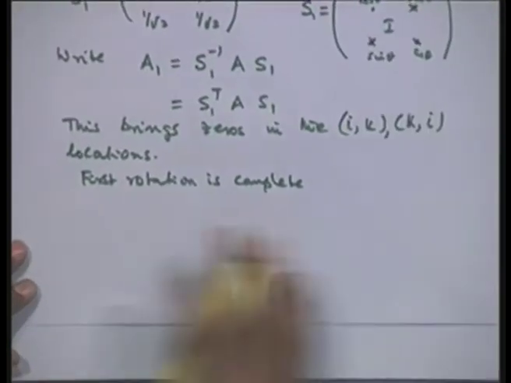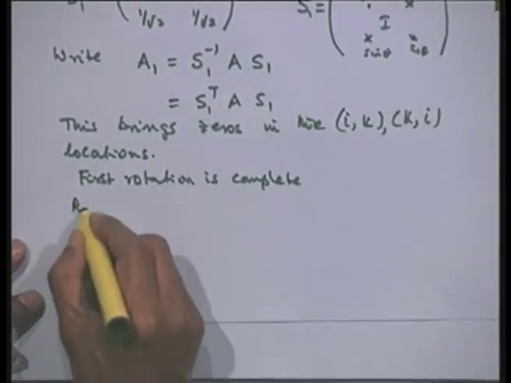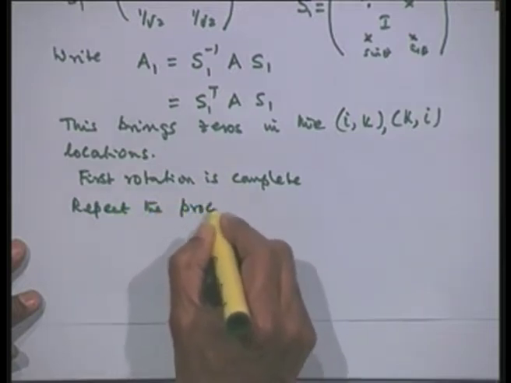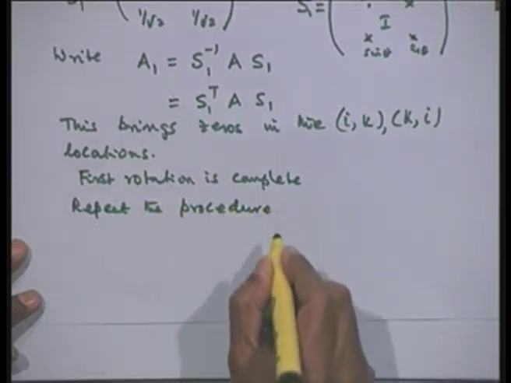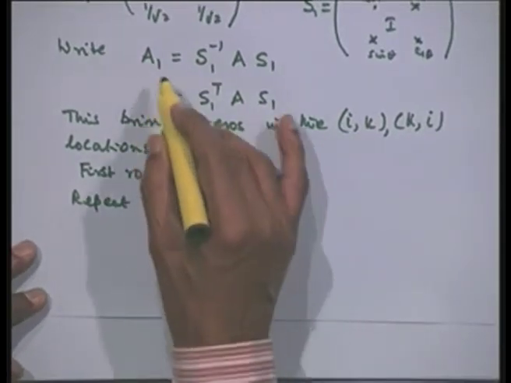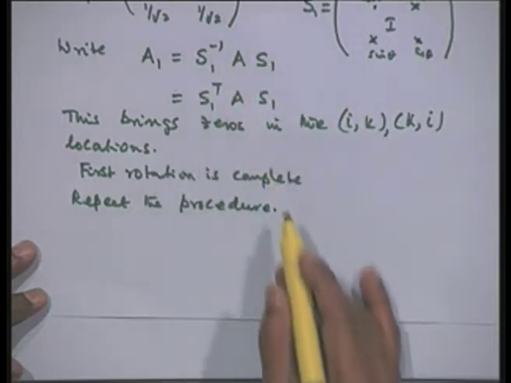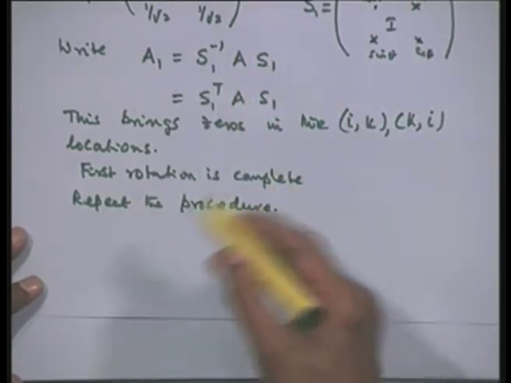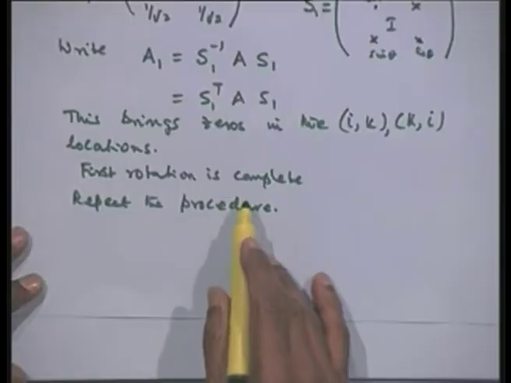Now, repeat the procedure. What we mean by repeat the procedure is that we shall again search for the largest off diagonal element in A1, and now repeat the whole procedure that we have done. Find the new value of theta, which produces 0 in those off diagonal elements, and then complete the rotation like this.